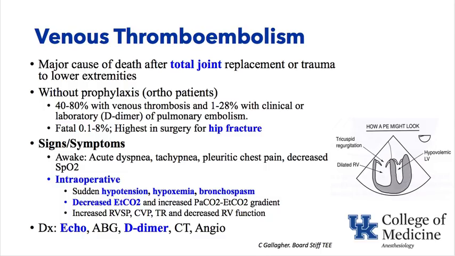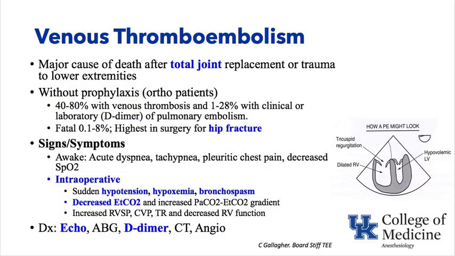40 to 80% without prophylaxis will have venous thrombosis, and about 1 to 28%, I know that's a large range, but that's what studies have shown, with clinical or laboratory, such as D-dimer, evidence of pulmonary embolism. So without prophylaxis, lots of venous thrombosis, and some percentage of those will go on to develop pulmonary emboli. And fatal venous thromboembolism occurs in about 0.1 to 8% and is highest in surgery for hip fractures.